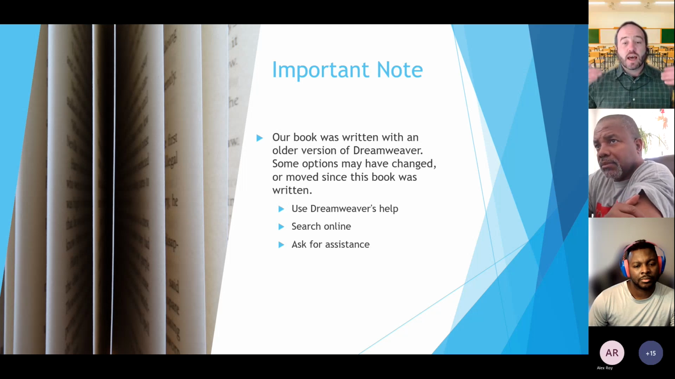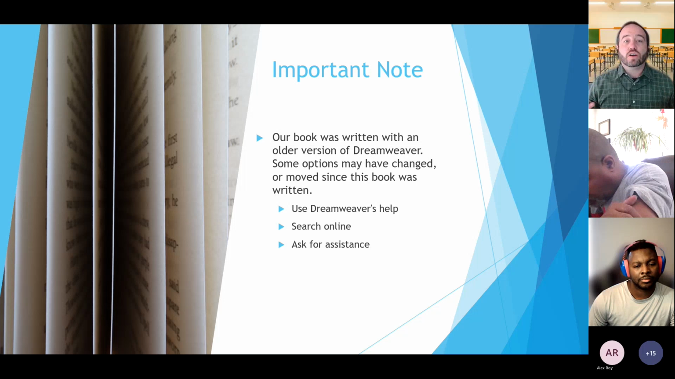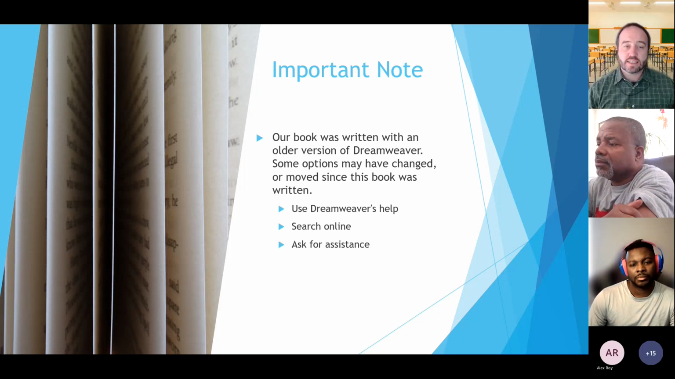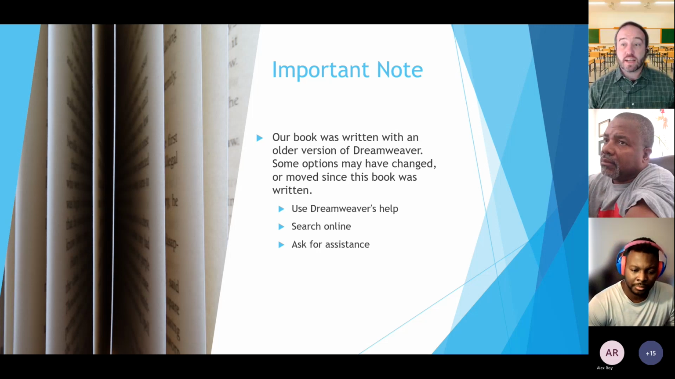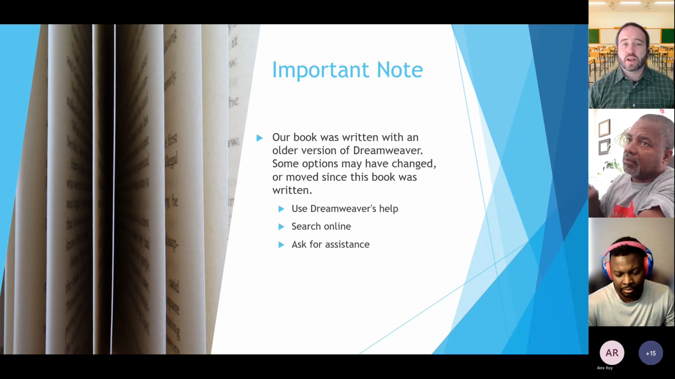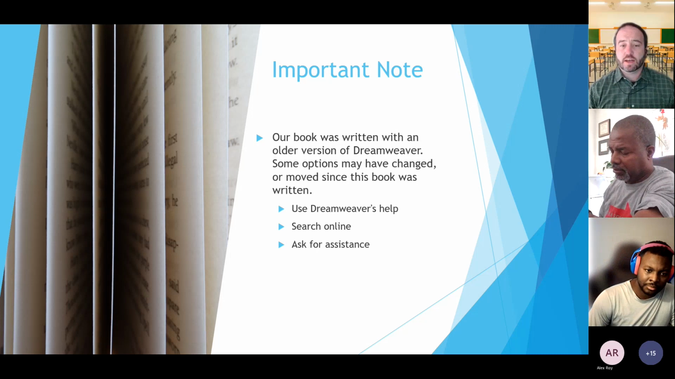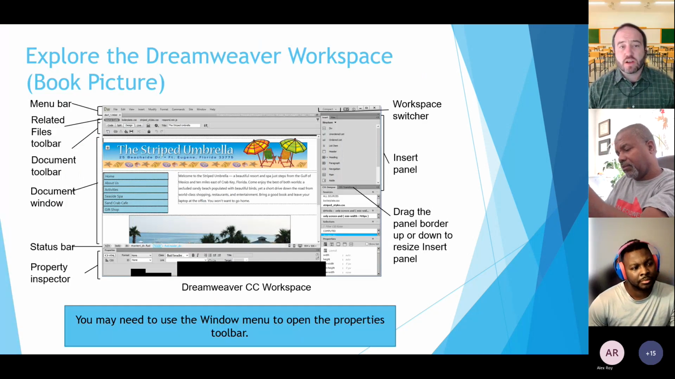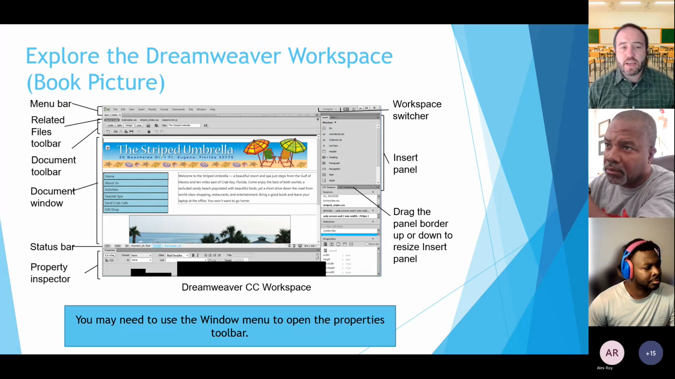And so you need to just kind of actively look for stuff. Don't just assume because it's not exactly where the book shows it that it's not still visible to you on your screen. And we'll jump into Dreamweaver and talk about it in a second. But this is what our book says it should look like. And as you know, basic Windows stuff.